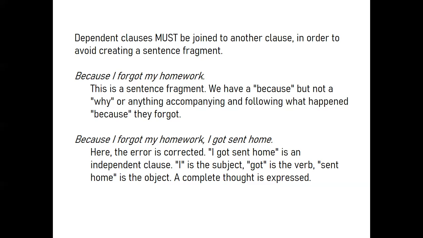So let's try to make it not a sentence fragment. What should we add? We add an independent clause to make the sentence fragment more meaningful, or I mean correct. So right now, because I forgot my homework, I got sent home. So gipauli ko. Here the error is corrected. I got sent home is an example of an independent clause. I is the subject, got is a verb, sent home is the object. So a complete thought is expressed, from sentence fragment into complete thought.